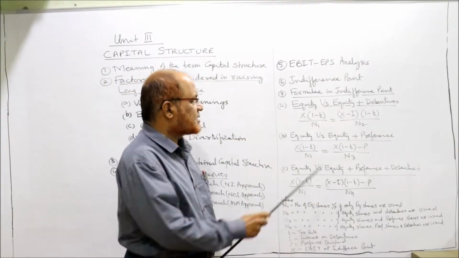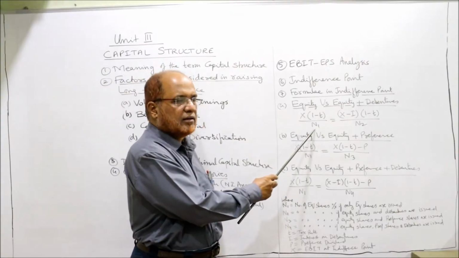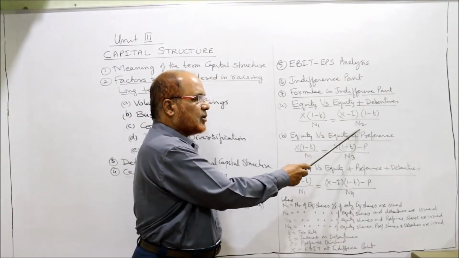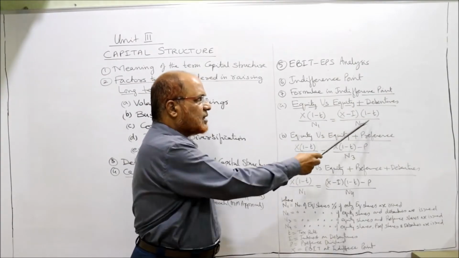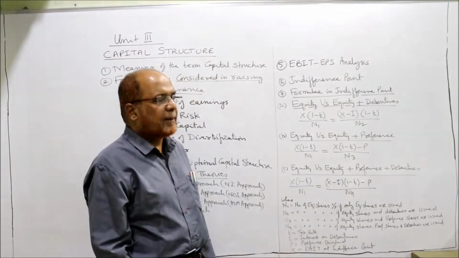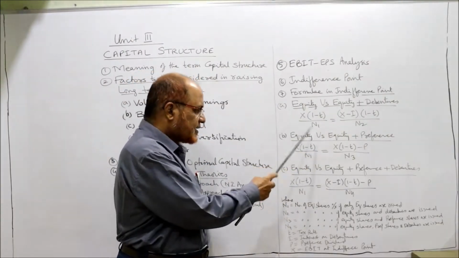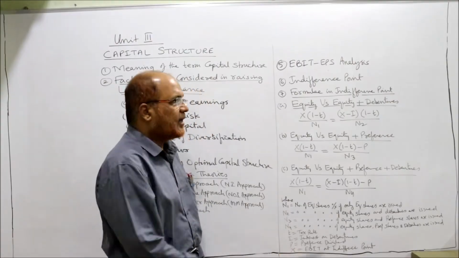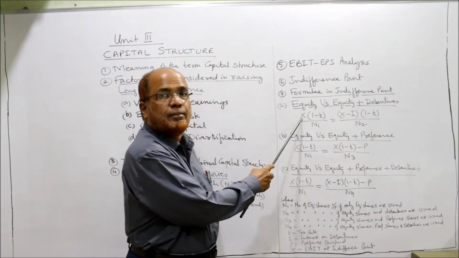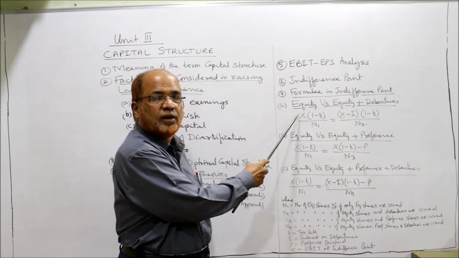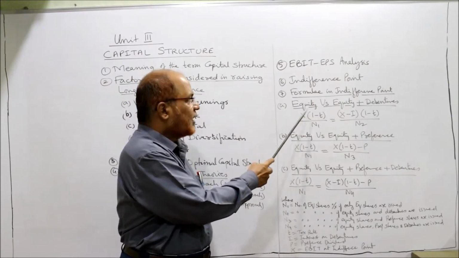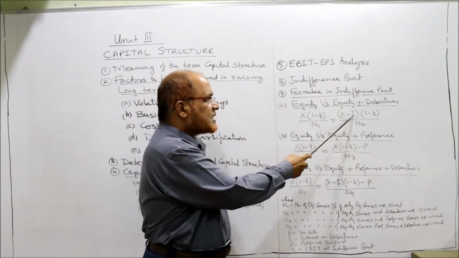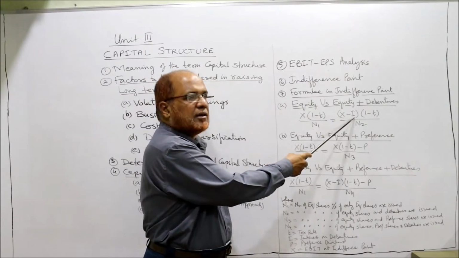X into (1 minus t) divided by N1 is equal to (X minus I) into (1 minus t) divided by N2। ये फॉर्मूला डालने से हमको इंडिफरेंस पॉइंट आ जाएगा। तो इसमें अब्रिविएशन X का मतलब यहां पर दिया हुआ है, X is the EBIT at indifference point। X stands for EBIT at indifference point। ये अननोन है, ये मालूम करना है हमको। T stands for tax rate, प्रॉब्लम में दे देगा, and I stands for interest on debentures.